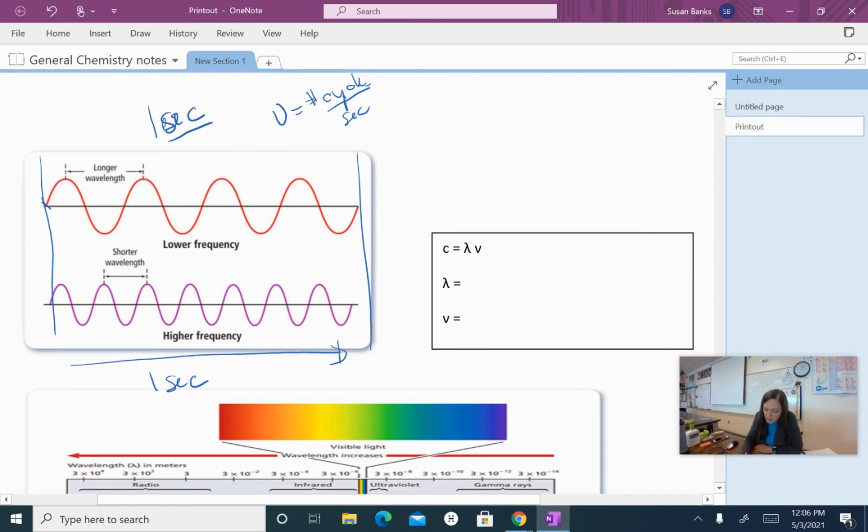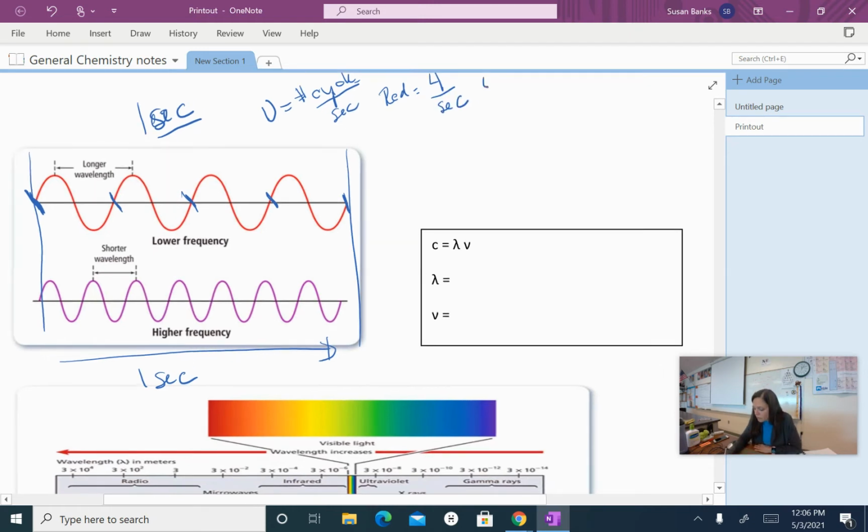So I'm going to count here. I'm going to start here. So I've got 1, 2, 3, 4 cycles in that 1 second. So the red line has a frequency of 4 cycles per second, or we'd say 4 hertz.